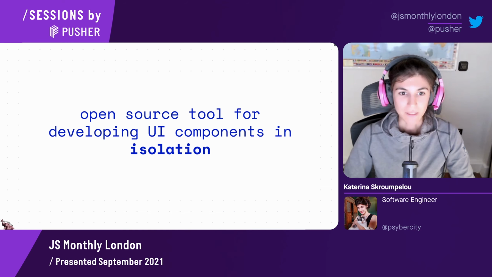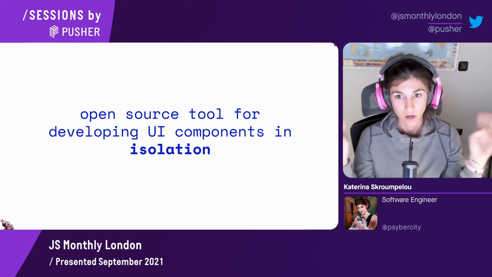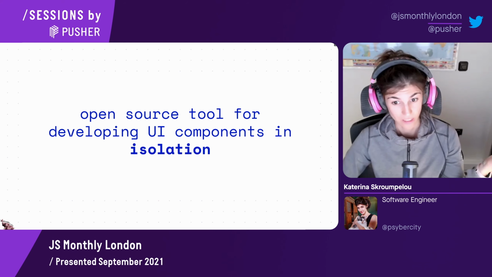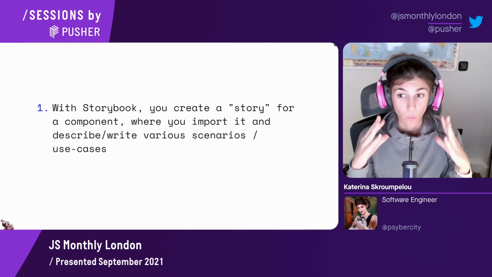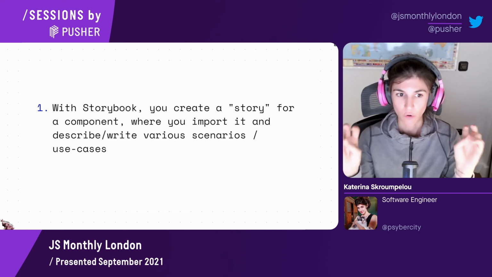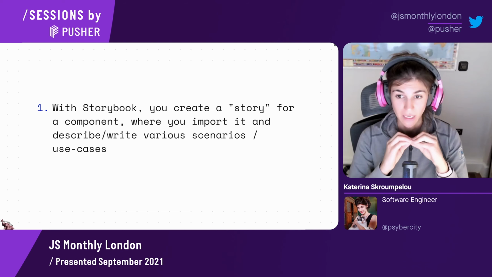If you go to their website, you will read the definition of it. It's an open source tool for developing UI components in isolation. Well, thank you very much. What is that? So with Storybook, you create a story for a component where you import the component and write or describe various scenarios or use cases for it. What does this mean?